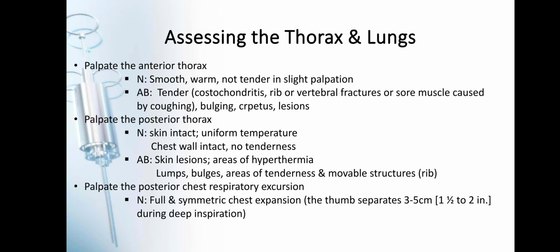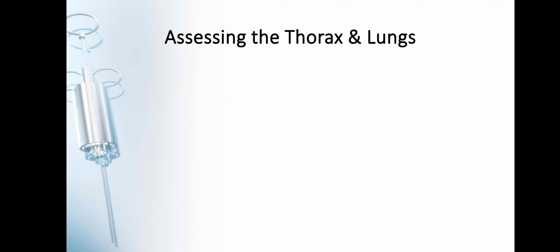It is 1 to 2 inches, or 3 to 5 centimeters. The thumb separates 3 to 5 centimeters during deep inspiration, again, during inspiration or inhalation of your patient. It is abnormal if it is asymmetric or the distance of your thumbs is farther apart. Meaning, either the chest expansion is decreased or the chest is not expanding well.